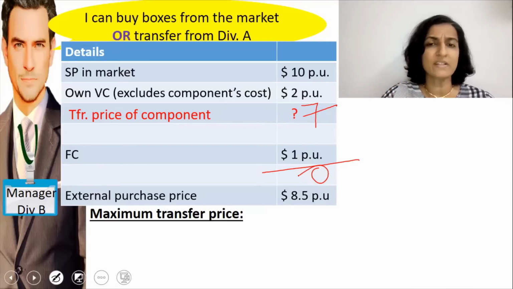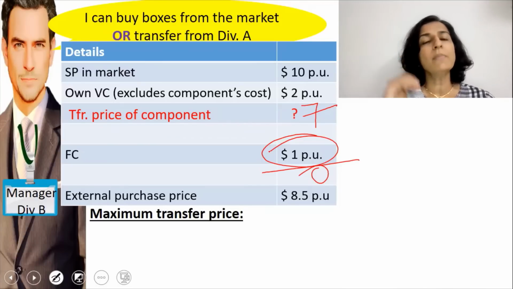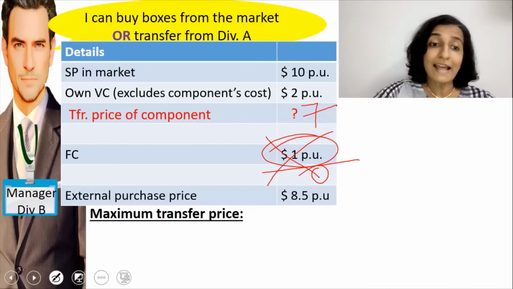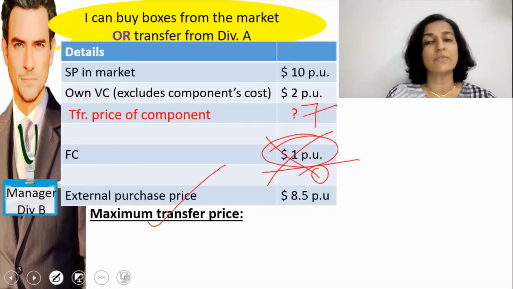Now there is a small twist. Should we consider the fixed cost in all the situations? Fixed costs need to be considered only if we are below the break-even point. If we are above the break-even point, what is the peculiarity? The fixed cost has already been covered. So we don't need to consider fixed cost in such situations. So we don't need to consider fixed cost for calculating the maximum transfer price.